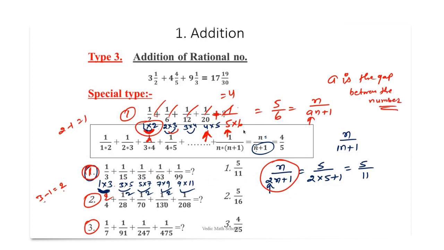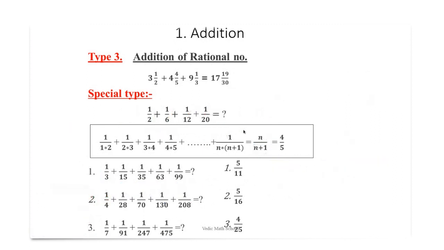So if the gap is 2, you can see that 3 minus 1 is 2. So I'm writing 2 here. Value of A is 2. So 2n plus 1. So 2 into 5, 10. 10 plus 1, 11. So 5 upon 11. This is done. Now look at the third example. It will become crystal clear to all of you.